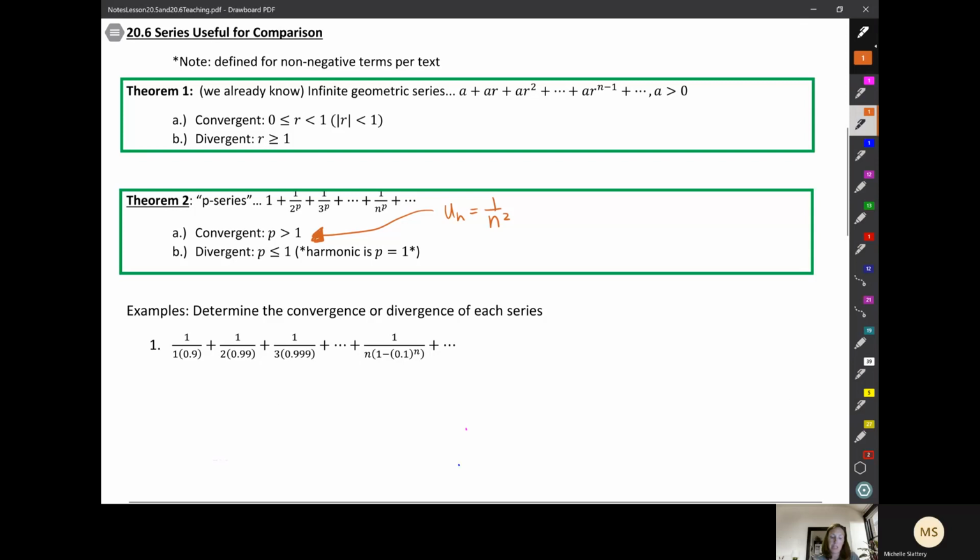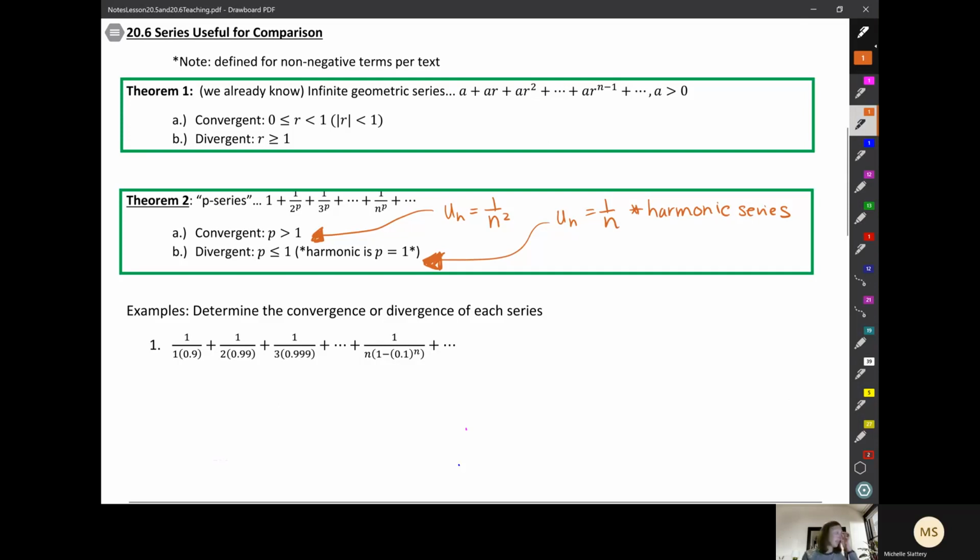And then we also mentioned the harmonic. So the harmonic was u sub n is equal to 1 over n. That one has a special name, and you can call it harmonic, or you can write it out as u sub n equals 1 over n. And that one we learned is divergent. And that is also a p-series with p equal to 1. And there are other p-series where p is less than or equal to 1 that will also be divergent.